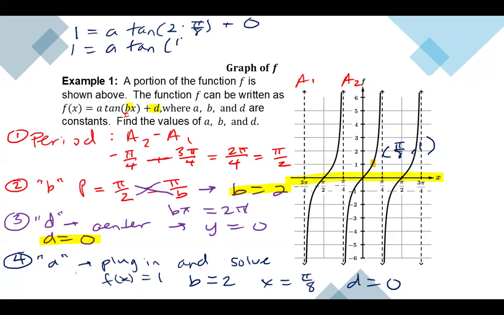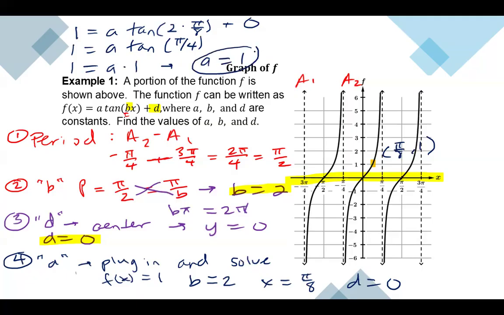So we have 1 equals A, tan of pi over 4. What is the tan of pi over 4? 1, right? Tan of pi over 4 is 1. If we look at our unit circle, when we go to pi over 4, that is square root of 2 over 2, comma, square root of 2 over 2. And your y divided by your x is going to be 1. So the tan of pi over 4 is 1. So we have 1 equals A times 1. So therefore, A is simply what? 1.